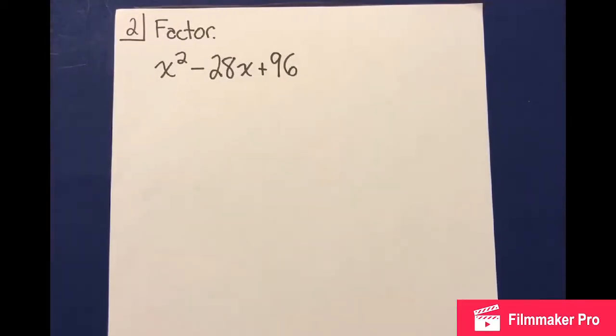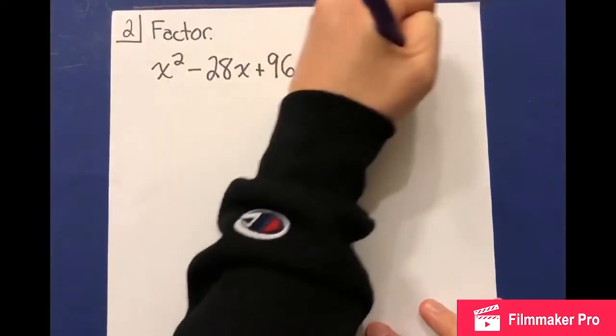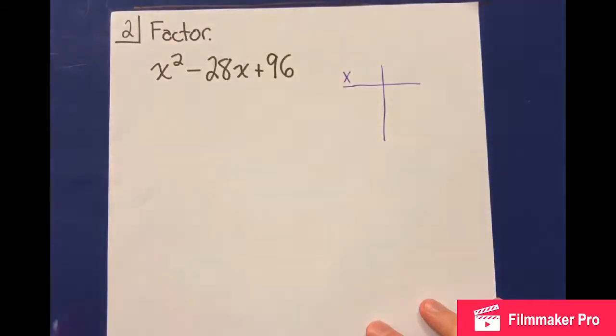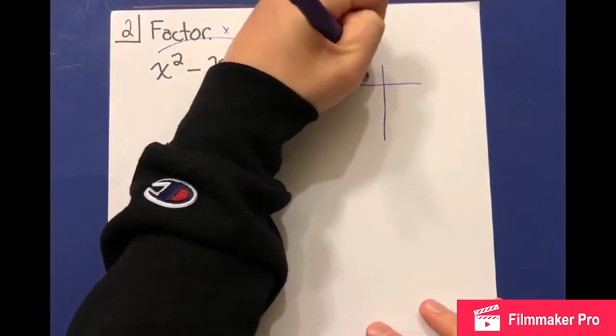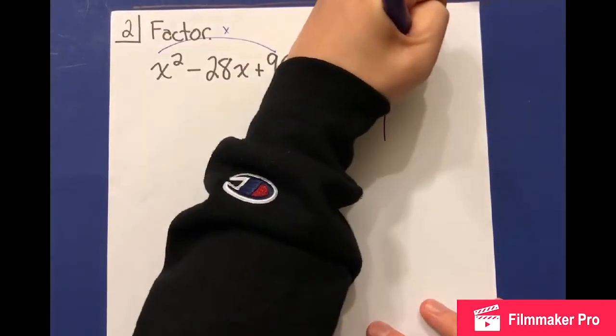Number 2, same thing. They want us to factor. The number in front is a 1. So I'm just going to say, okay, what two numbers multiply to positive 96? And what numbers add to the middle, which is negative 28?